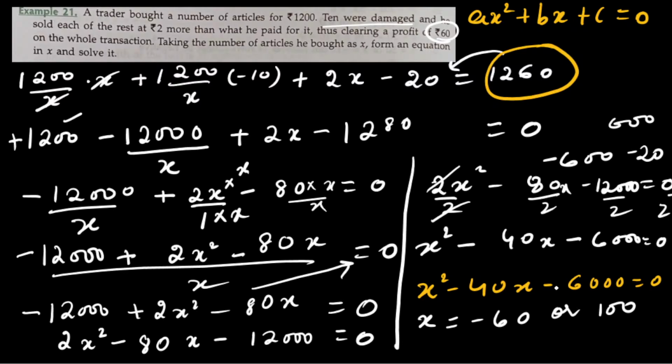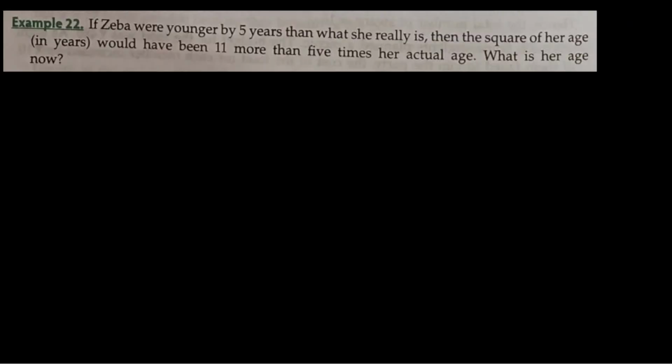Because x was what? x was the number of articles bought. So that means it cannot be negative. So minus 60 we will not consider. The value of x which we will consider is 100. So the number of articles bought initially, which we have to find, was 100. So we have completed this question.